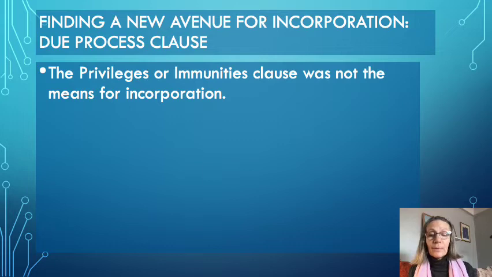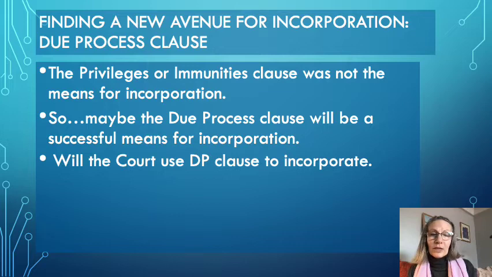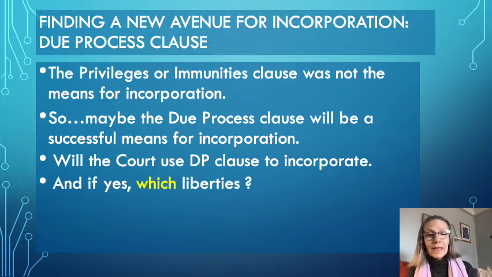Okay, so it was clear that the Privileges or Immunities Clause was not going to be the means for incorporation. So maybe it would be the Due Process Clause. That would be a more successful means for incorporating the Bill of Rights. So the question is, will the court use the Due Process Clause to incorporate the liberties that are in the Bill of Rights to the states? And if they do that, which liberties?